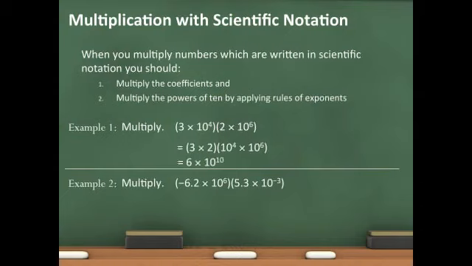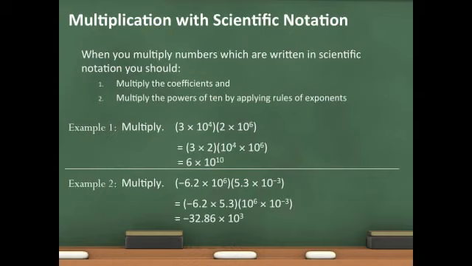In example 2, multiply negative 6.2 times 10 to the 6th power and 5.3 times 10 to the negative 3. Multiply the coefficients. Negative 6.2 times 5.3 is negative 32.86. Multiply the powers of 10 by adding exponents. 10 to the 6th power times 10 to the negative 3 is 10 raised to the 3rd power.